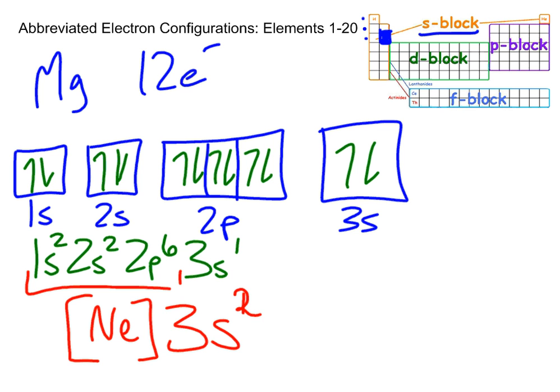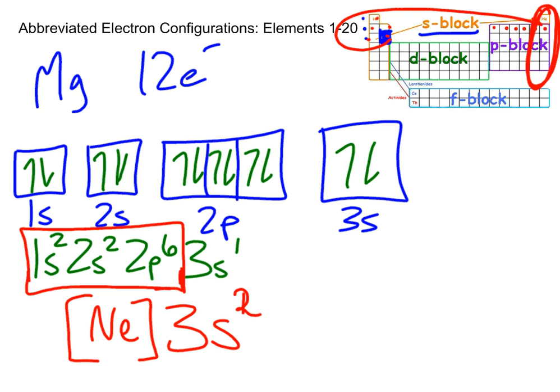Now remember, if you're having difficulty looking at this right here and saying, oh, that's neon, look at your periodic table and look at your noble gases. When you're counting as you go across, you're eventually going to stop. Well, go look at the most previous noble gas, and then you'll write that noble gas in the brackets. Okay? So if you guys have any questions, please ask in class.